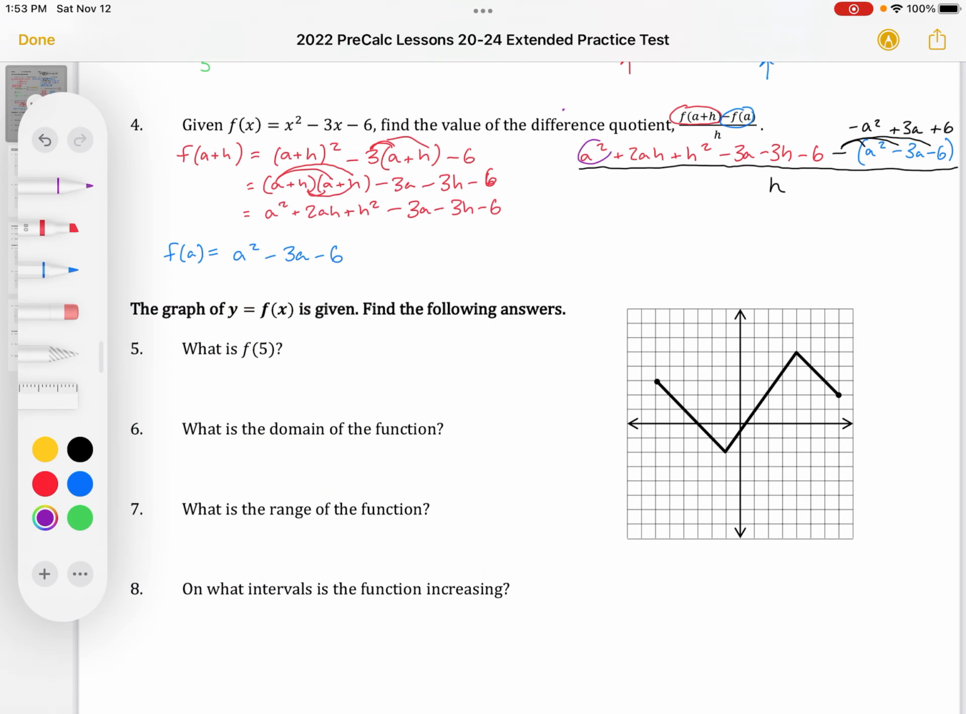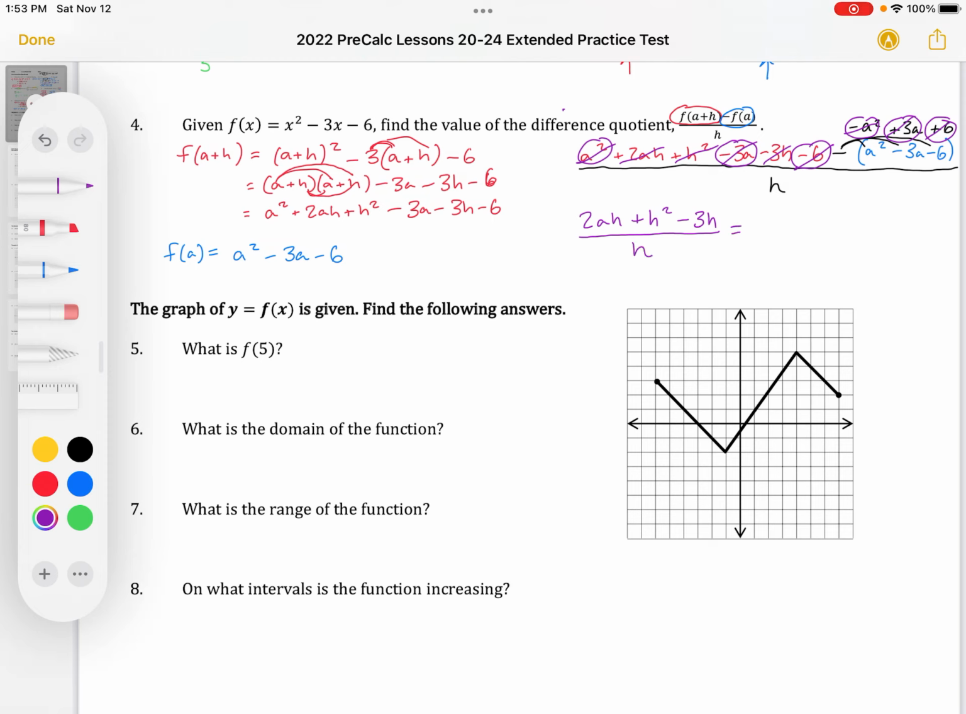And now we can start combining like terms. So I notice I have an a squared minus an a squared, so those actually cancel. I don't see anything to match up with the 2ah, so I'm just going to rewrite that. Then I have an h squared, and there's nothing I can combine that with. I have a minus 3a and a plus 3a, so those cancel. I don't see anything I can combine with this minus 3h, but then I have a minus 6 and a plus 6. So that's everything left in the top, and it's still all divided by h.